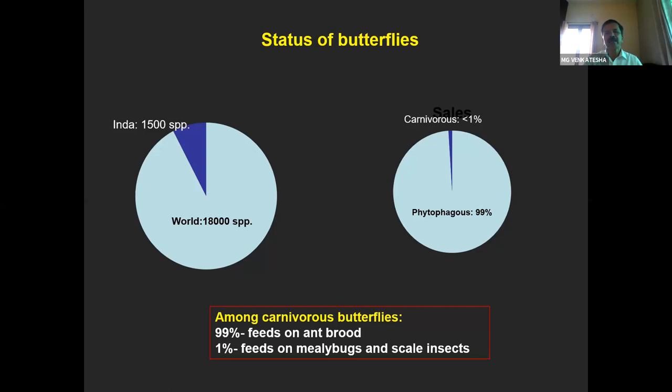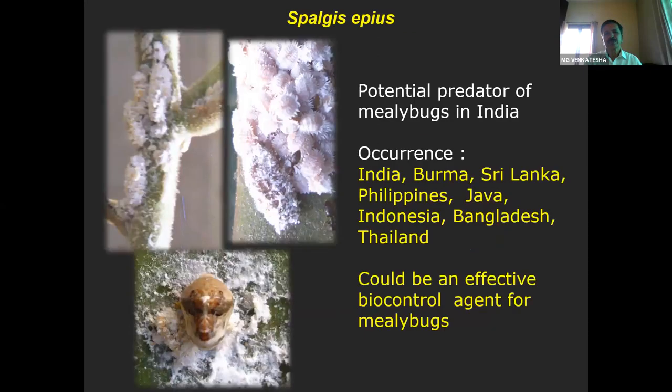That is the F fly. Next slide, please. So this Spalgius epius, the F fly, has larvae that completely feed on mealybugs, any species of mealybugs. It is a potential predator of mealybugs in India and Southeast Asia. It occurs in India, Burma, Sri Lanka, Philippines, Java, Indonesia, Bangladesh, and Thailand. So even in Indonesia, this can be introduced, and they are already there.